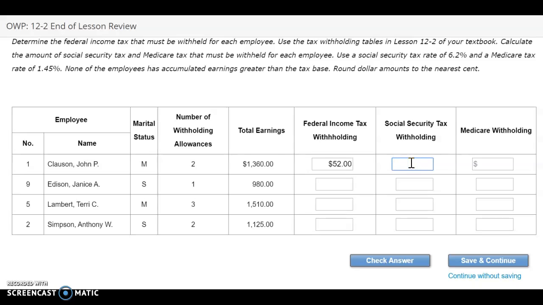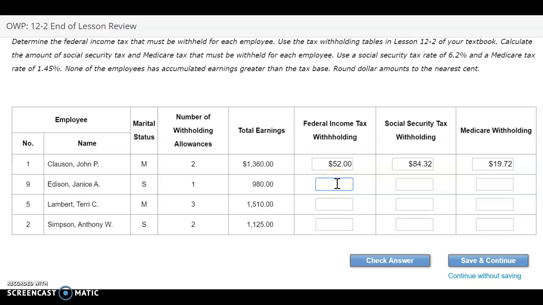Now I need to calculate the Social Security tax withholding. So I'm going to take the total earnings, which is $1,360, and multiply that by 0.062 or 6.2% on your calculator, and I'm going to get $84.32. Then we're going to move on to the Medicare tax withholding. So I'm going to take the total earnings, $1,360, times 0.0145 or 1.45%, and I'm going to get $19.72. No rounding here. That one was pretty simple.